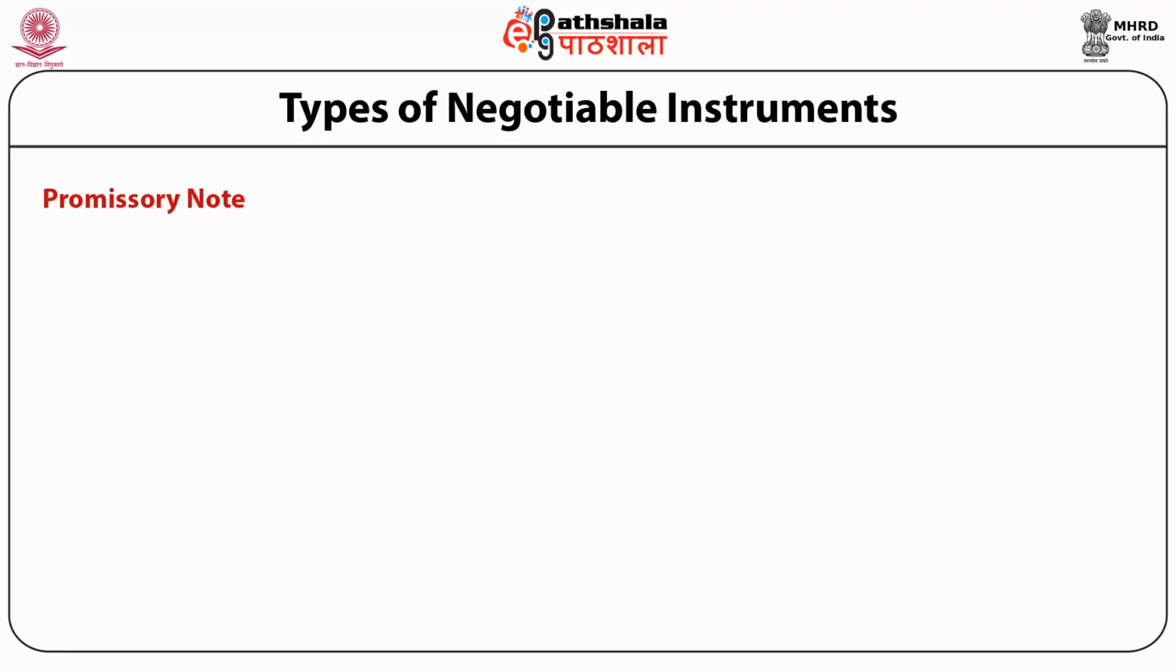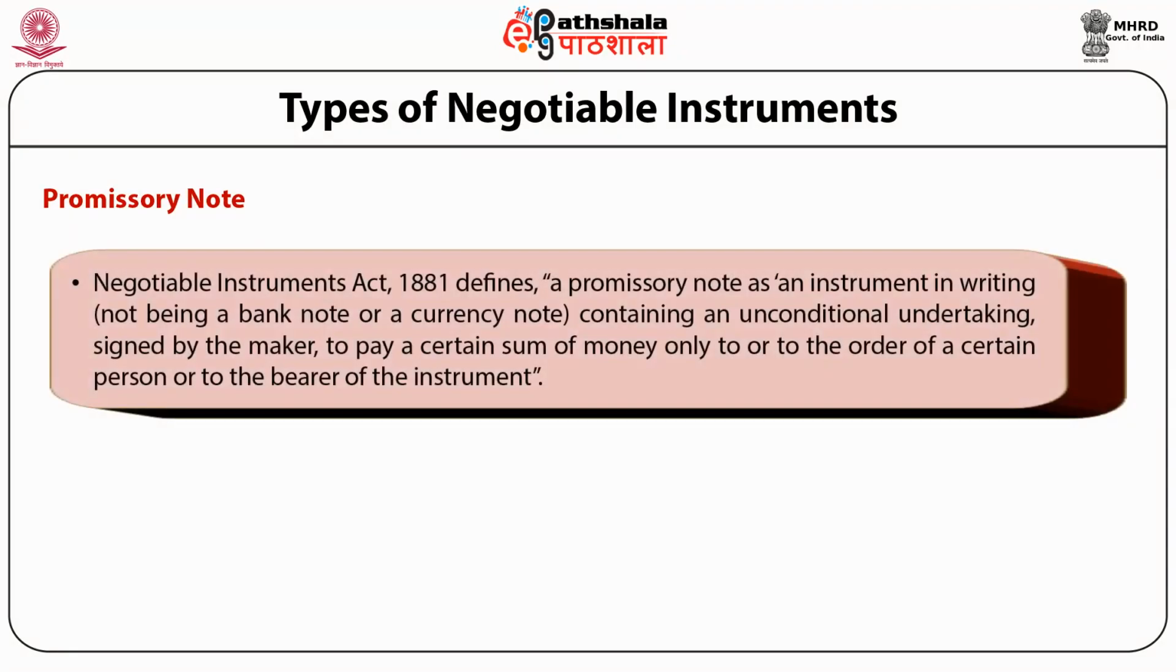What is a promissory note? The Negotiable Instruments Act 1881 defines a promissory note as an instrument in writing, which should not be a banknote or a currency note, containing an unconditional undertaking signed by the maker to pay a certain sum of money only to, or to the order of, a certain person or to the bearer of the instrument.